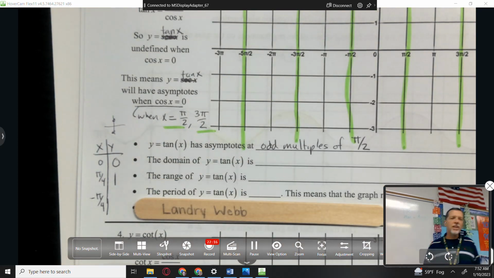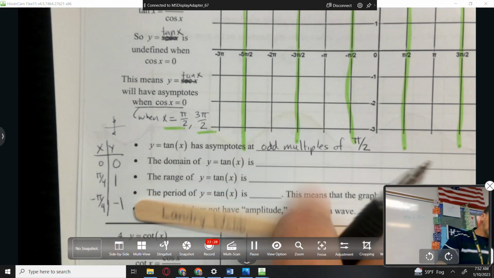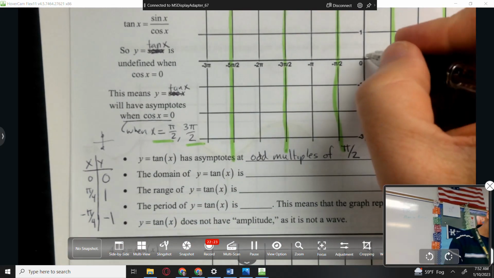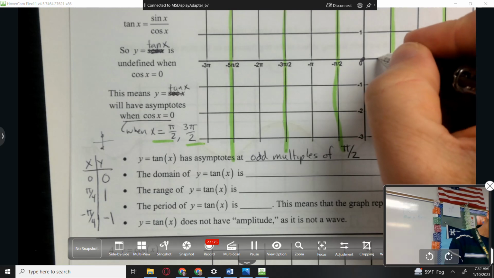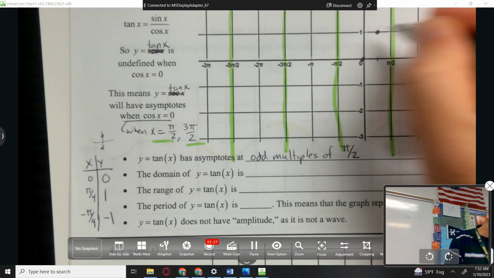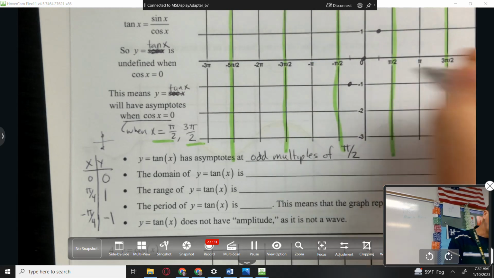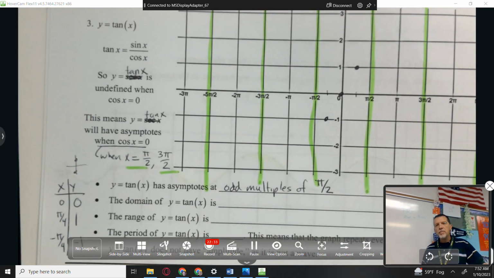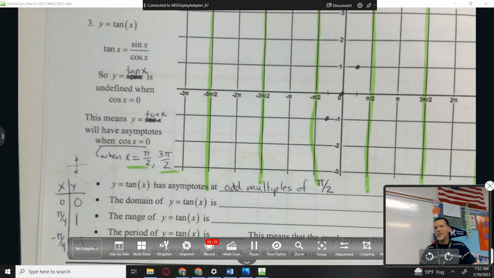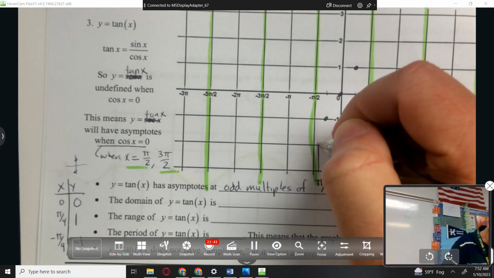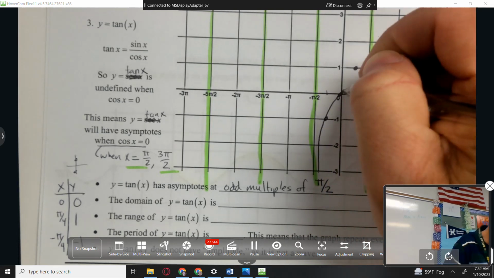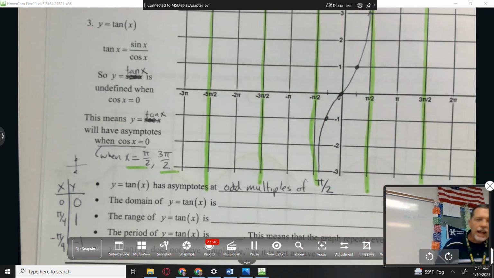Landry, how about tangent of negative pi over 4? Negative 1. So let's put all those on our graph. 0, 0, pi over 4, comma 1, negative pi over 4, negative 1. And so those 3 points, that's not a whole lot of information, but we do have the asymptotes there. So I don't know how else you'd sketch this thing. It looks like that.